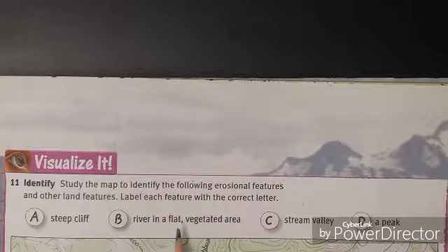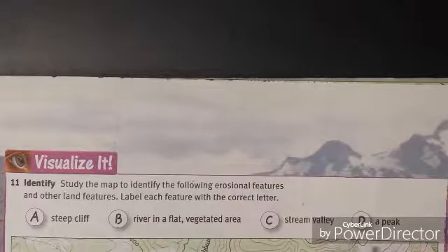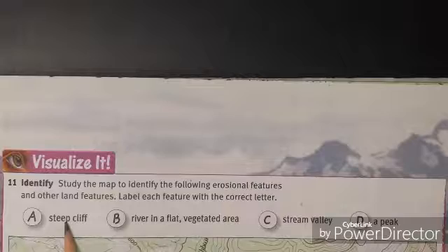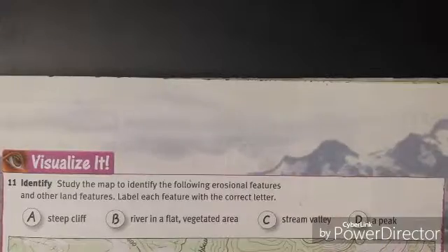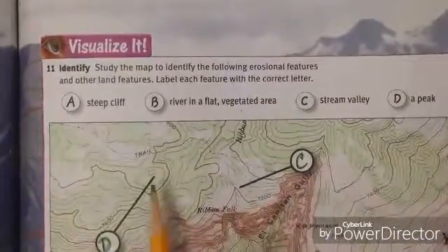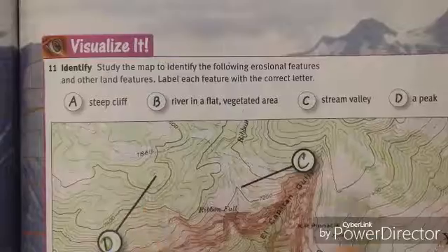It's asking you to identify a steep cliff, a river in a flat vegetated area, a stream valley, or a peak. On this kind of question, go with what you know. The steep cliff is going to have very close together lines. The river in a flat vegetated area is going to have far away lines. A peak is going to be a circle. So letter D is the mountain peak.